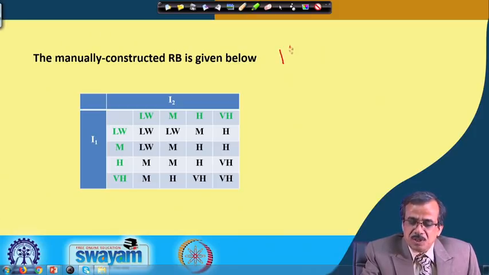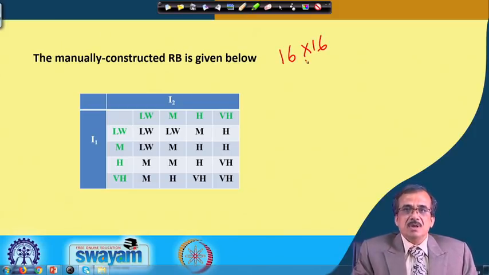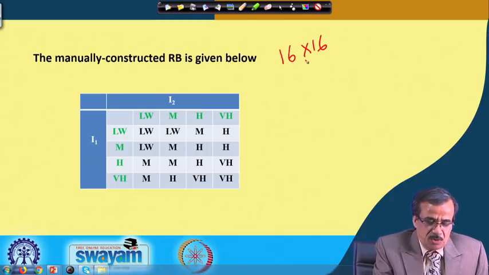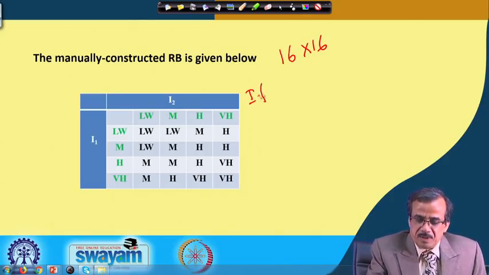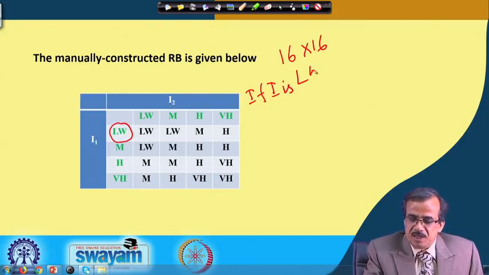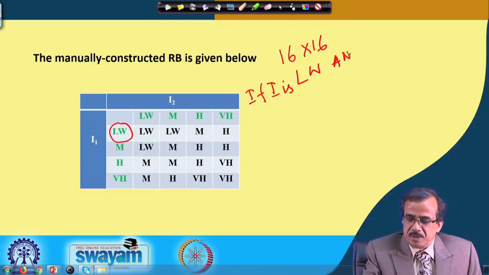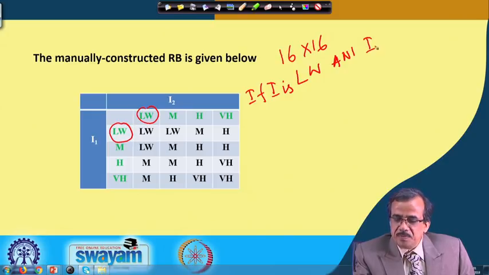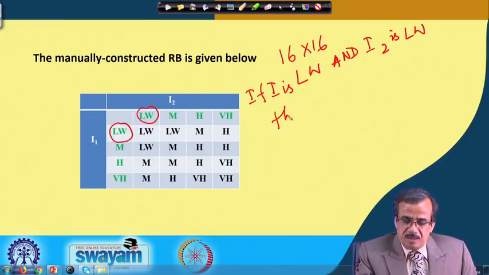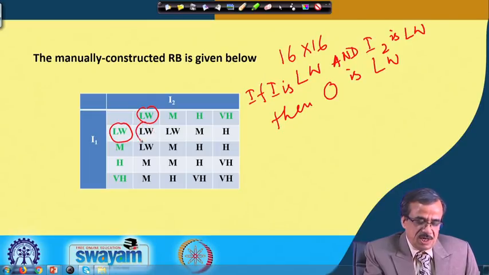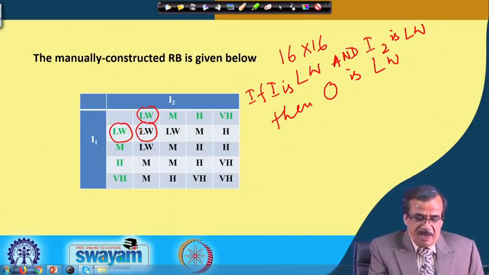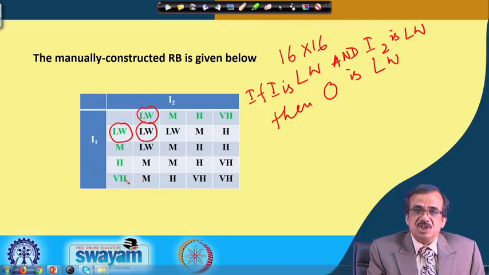Now, the 16 rules can be read as follows. For example, the first rule could be: if I 1 is low and I 2 is low, then your output O is also low. So, this is actually the first rule. Similarly, we can design all the 16 rules.